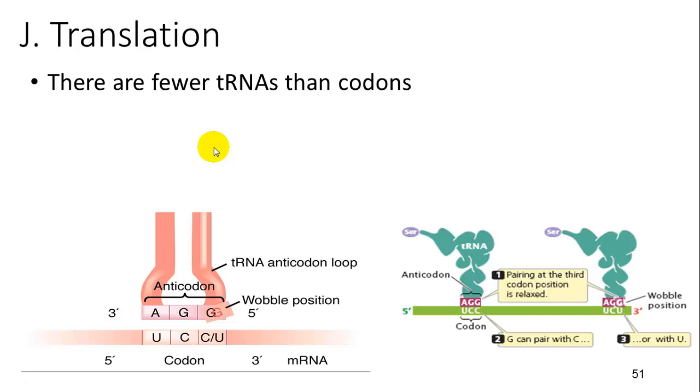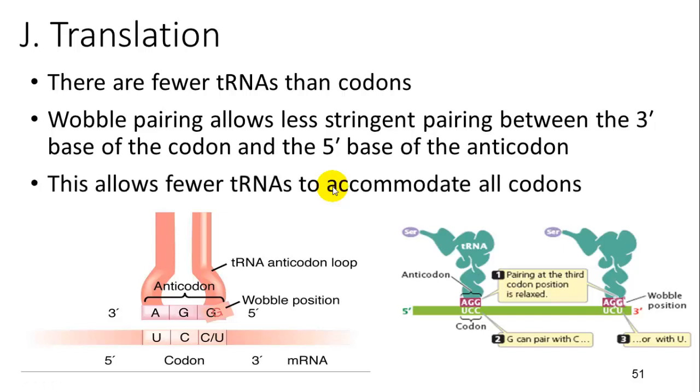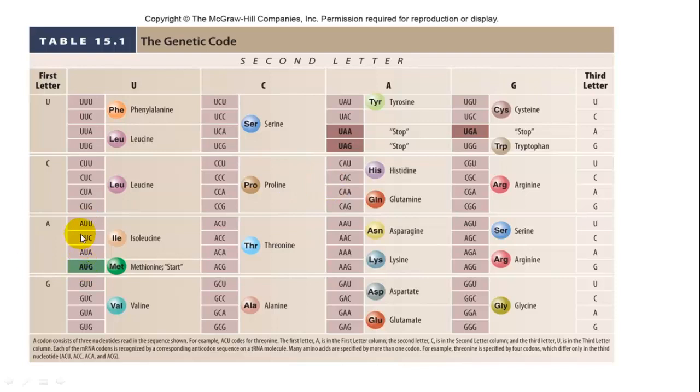Alright, in translation there are fewer tRNAs than codons, and this is what we call wobble pairing. It allows a less stringent pair at that third position. It doesn't matter if it's a G, a C, or a U here. It doesn't have to be perfect, and so that's why you can have different codons and anticodons coding for the same amino acid. And so you only need 20 tRNAs instead of 60 for the same amino acids. And again, that's why we have repetition in the different types of codons which code for the same amino acid.